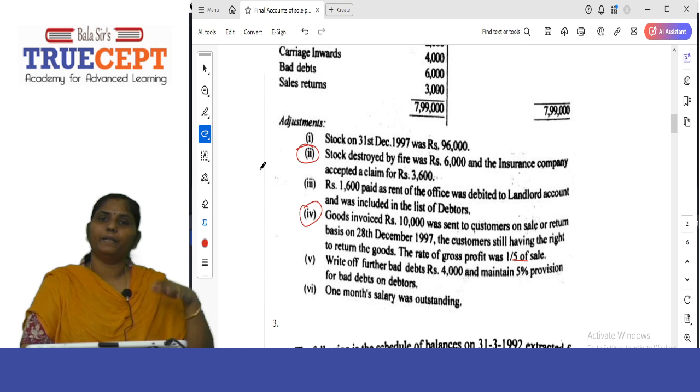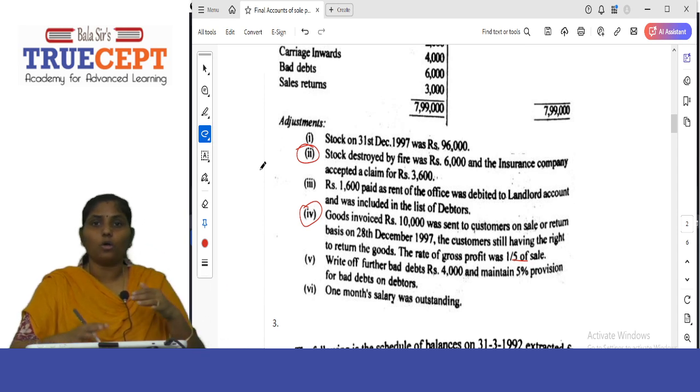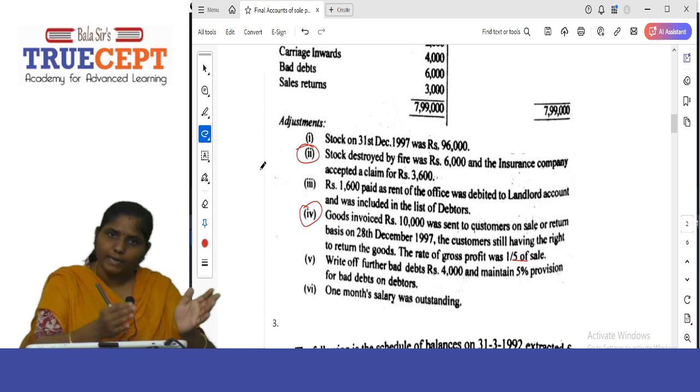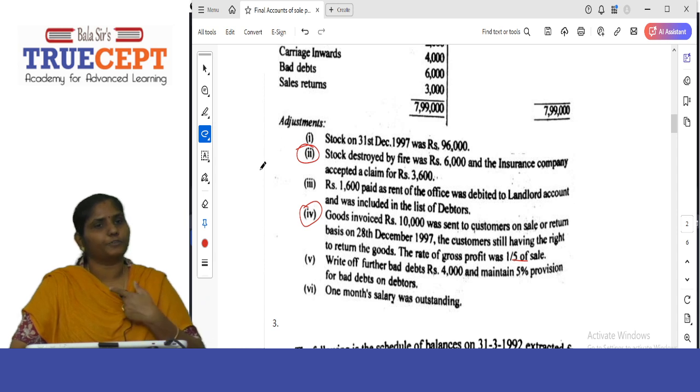In the previous two sums we solved, a working note is not required because it's all a direct adjustment. In that sum, a working note is not necessarily something you have to show separately. It's a part of the final accounts itself. We added and subtracted then and there, right? But here in this sum, there are a few working notes that are required. Therefore, I'll give the working notes list first.